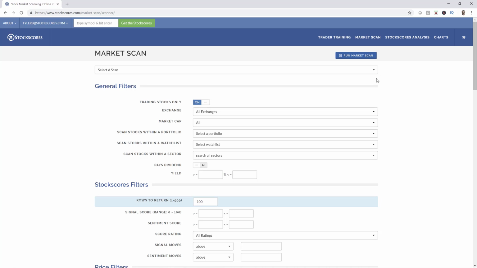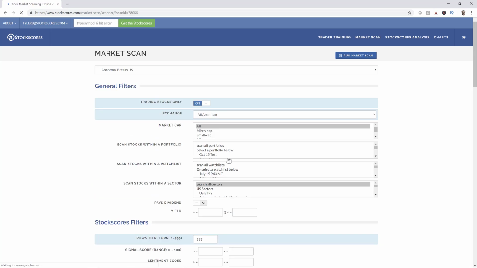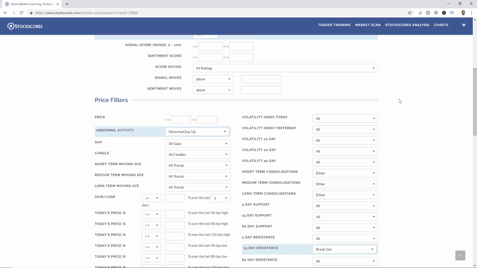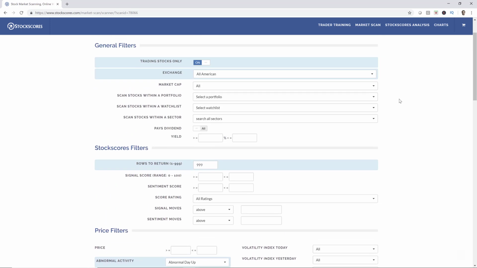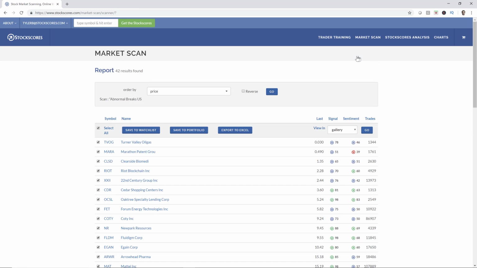So this week we're going to run a scan that I do a lot called the abnormal break scan. Now we're going to focus on the US. I ran it on the Canadian market earlier and I didn't find anything. So we're going to run this just on the US market. What this scan does is it goes through every stock that trades in the United States, and it looks for stocks that have had an abnormal day up, that are breaking some resistance, a few other filters. I'm then going to just click on Run Market Scan. It went through the entire US market and it found, as you can see here, 42 stocks that met those criteria. So our next job is to look at those charts.